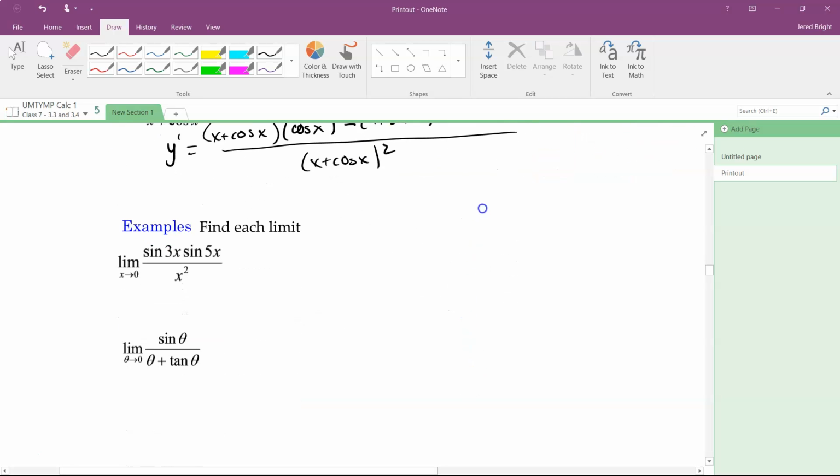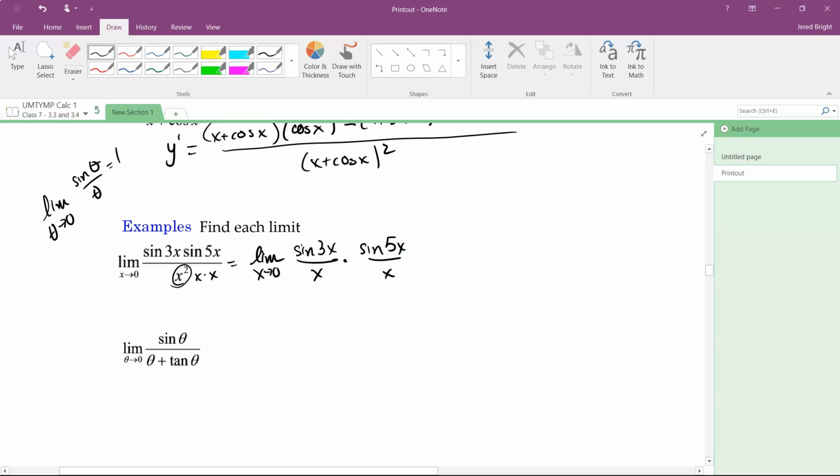Okay. Now we want to find each of these limits. This is kind of fun and aggravating all at the same time. Okay. What we remember is that the limit as theta goes to 0 of sine of theta over theta is 1. And I'm going to try and pull that out as much as I can. So this first one, I have limit as x goes to 0. And now this x squared is actually x times x, right? So I can write this as sine 3x over x times sine 5x over x.